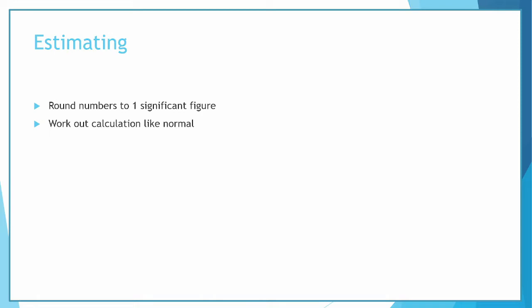Today we're going to be looking at estimating, and the main technique we're going to be using when we're handling our examples is that we're going to take every single number in the sum and round it to one significant figure. If you're not sure how to do that, look back at lesson 8, our previous lesson, to see how to do that, and then we're going to work out the calculation like normal. So let's jump into some examples.